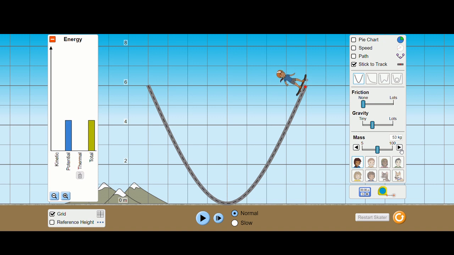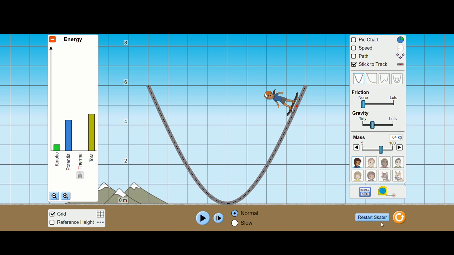You can see as I am increasing the weight, on my left hand side the total energy is also increasing. The reason is potential energy is nothing but m into g. Since I am increasing the mass of this person, the total energy is also increasing. Now if I start the simulation again, the same thing will happen.